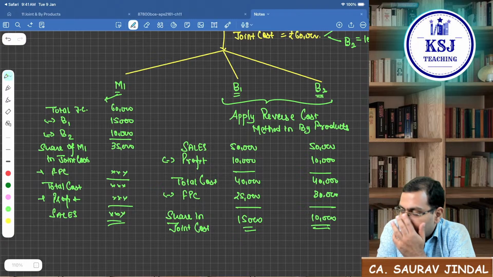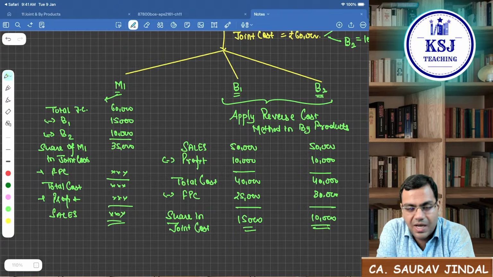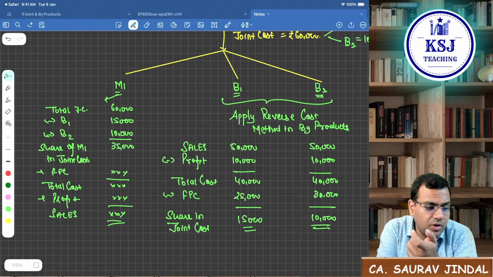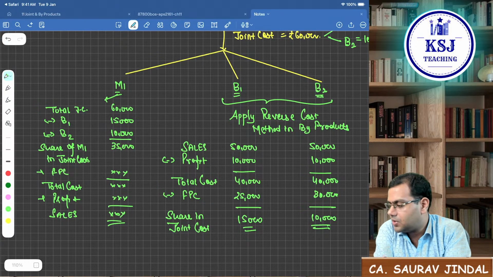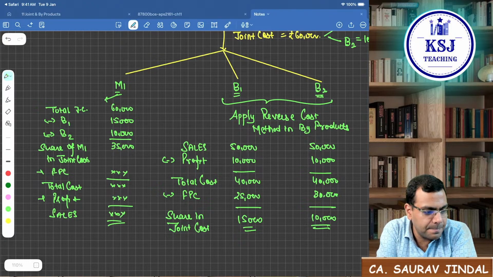Is this clear? The reverse cost method in case of the byproduct. For joint product, it is straightaway. For byproduct, first apply the reverse cost method in the byproduct. You get the share in the joint cost of the byproduct. The remaining share will go to the main product. Any doubts in this part? Any doubts in joint and byproduct part?